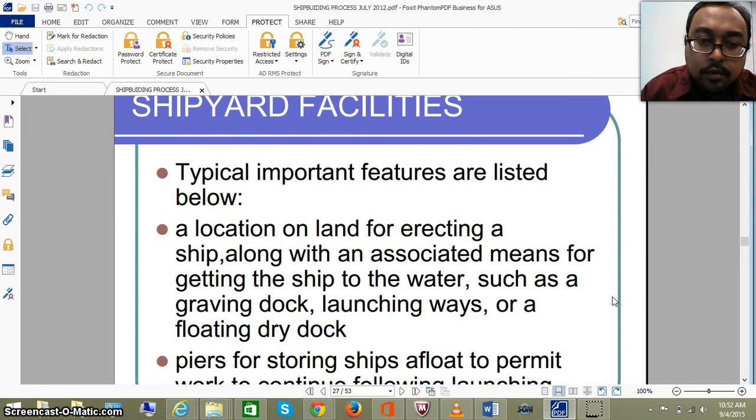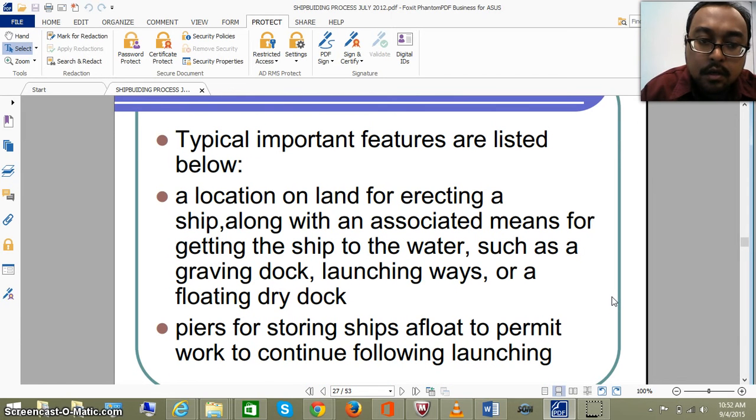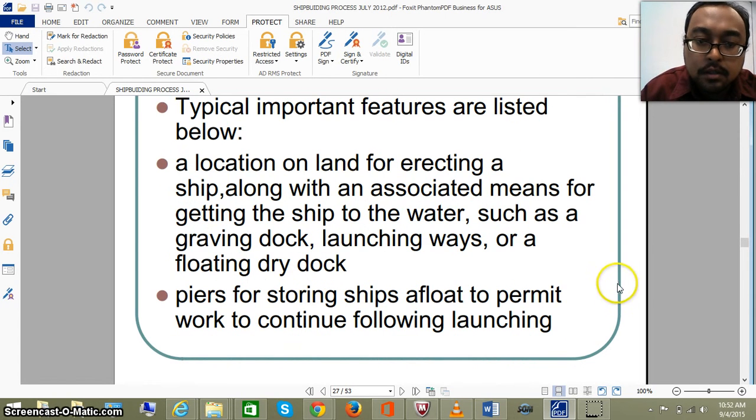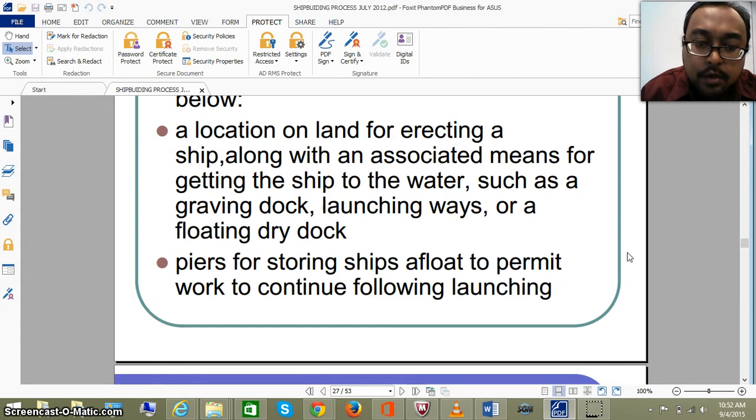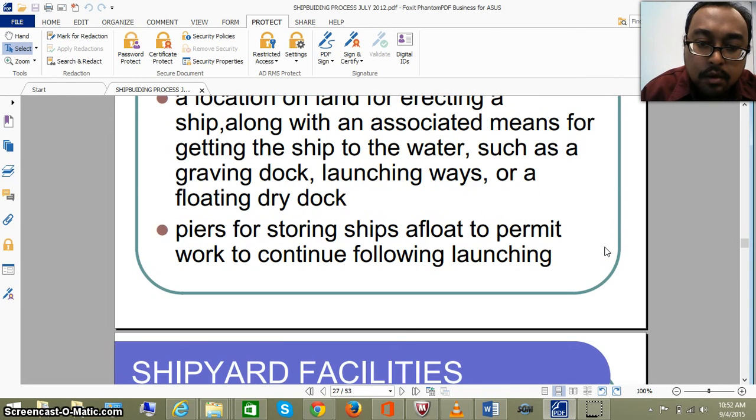Typical important features for a shipyard: we need land, a location of land for erection of the ship, and then how we want to get the ship to the water, such as graving dock, launching ways, or floating dry dock. Piers for storing ships afloat to permit work to continue following launching.